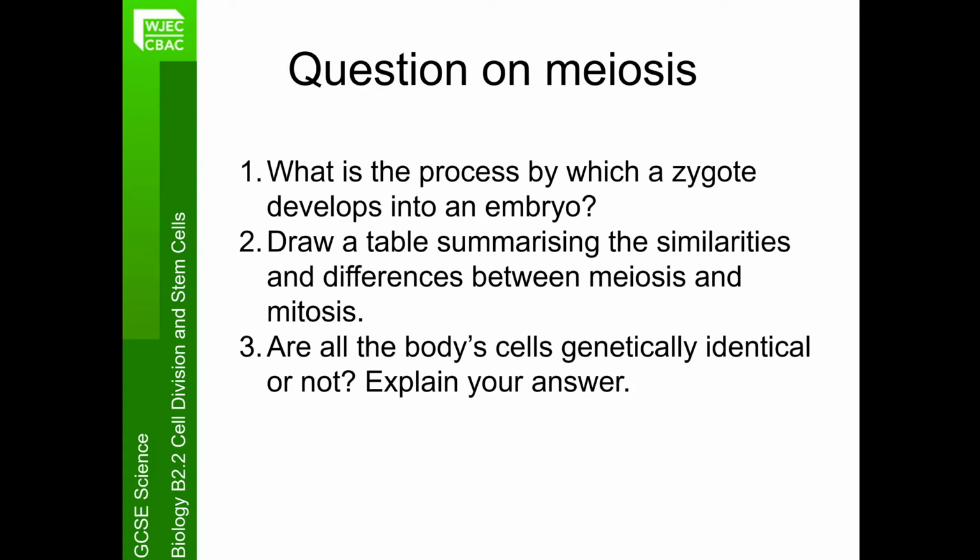And are all the body's cells genetically identical or not? Explain your answer. Well, all of the body's cells that are somatic, the skin, the muscle, the hair, will all be genetically identical, but your sex cells will not be genetically identical. You occasionally have some body cells that will make mistakes when they copy themselves. This is called a mutation.